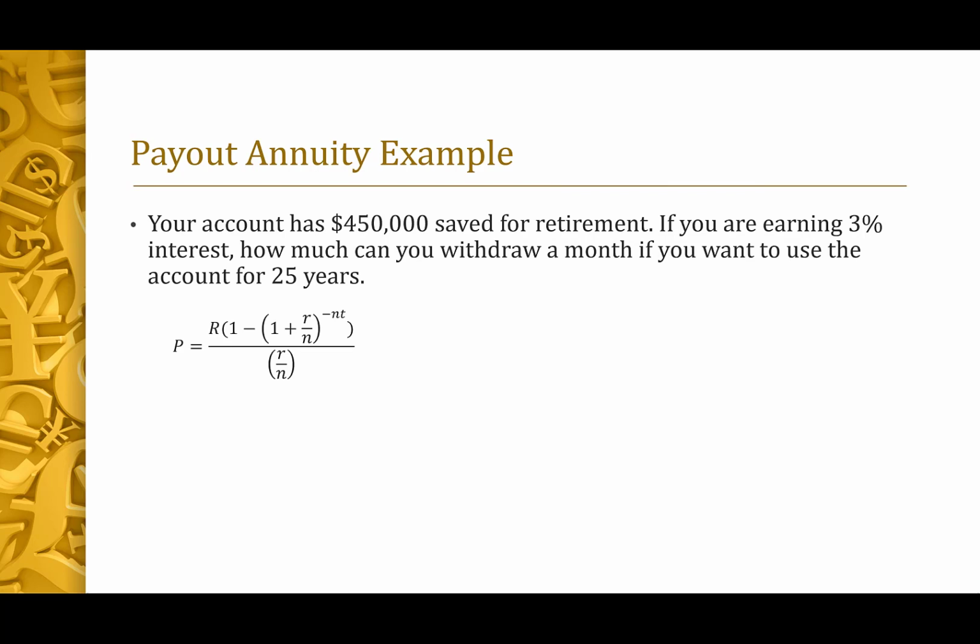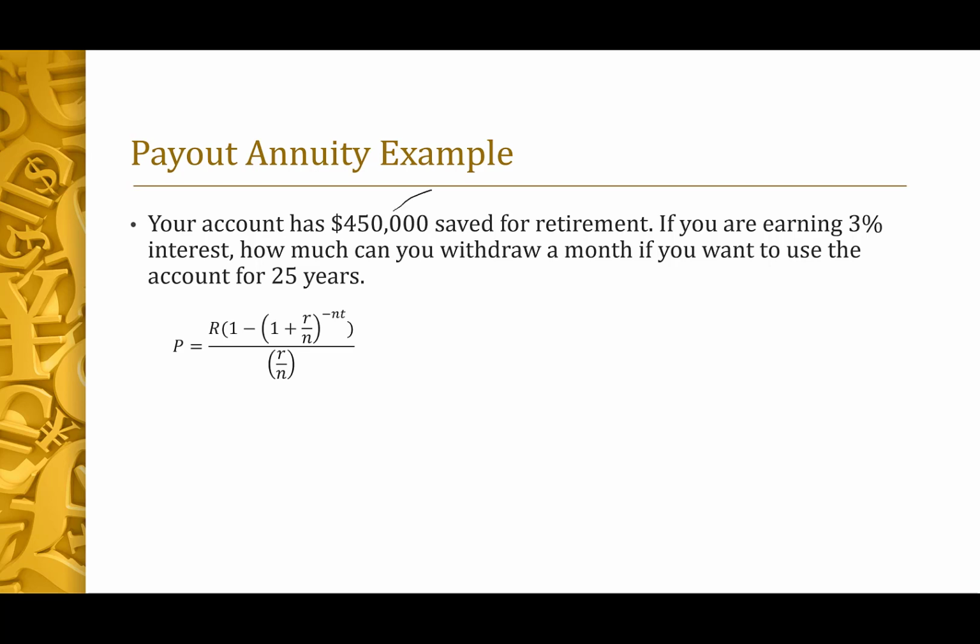Let's try one more. This time our account has $450,000 saved for retirement. We are earning 3% interest. How much can you withdraw a month if you want to use the account for 25 years? So it says we're currently starting at $450,000 and we're not adding anything to it. We're just going to leave it alone. And it's earning 3% interest. So we want to know, if this is what we have and we're going to start making these withdrawals every month, how much can we take out?